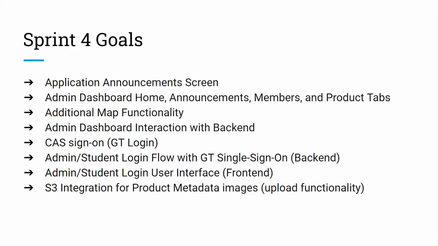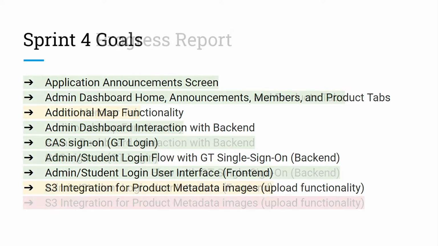First, we wanted to be able to retrieve student data through the GT CAS sign-on system. We also wanted to be able to display the official GT login page and have a student log in through it. And we wanted to be able to show this in our front-end app and Admin Dashboard. Finally, we wanted to implement S3 integration for product metadata images so that an admin can go into the Admin Dashboard and upload a picture of an item instead of having to use a link.